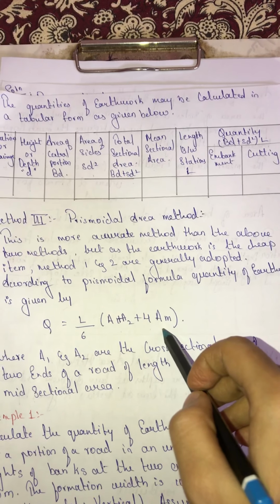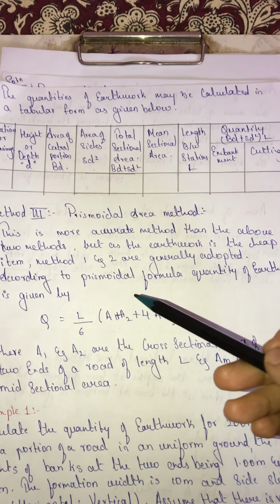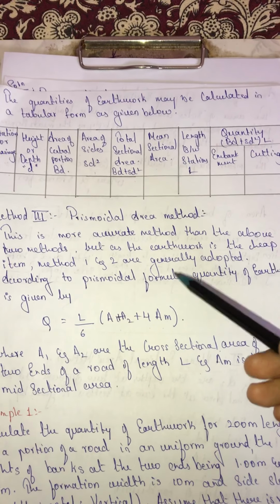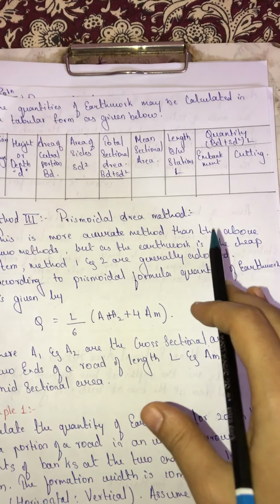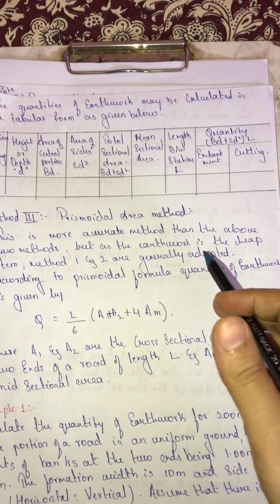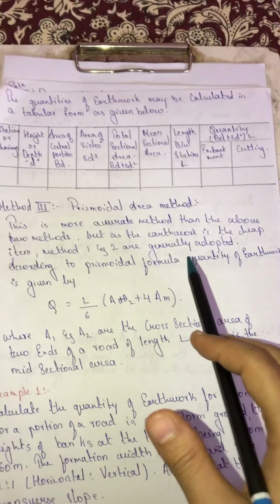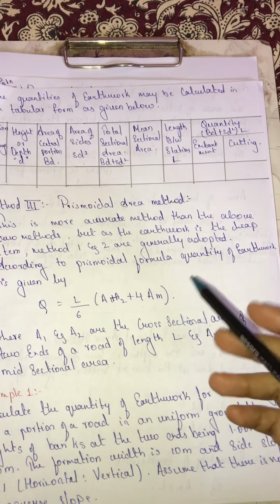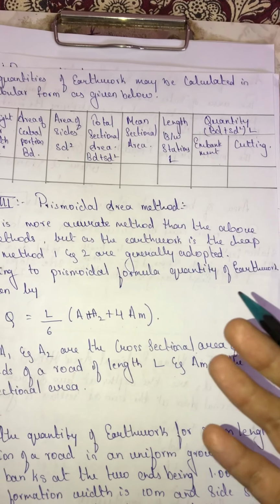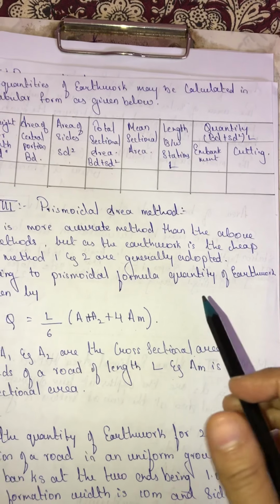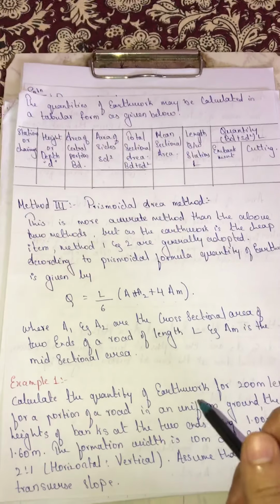So earthwork calculated by the prismoidal formula, that is method 3, is more accurate than that calculated by method 1 and 2, but it differs by less than 1%. As earthwork is a cheap item, method 1 and 2 are generally adopted. But the prismoidal method is preferred if it is for a large area, where greater accuracy is needed.